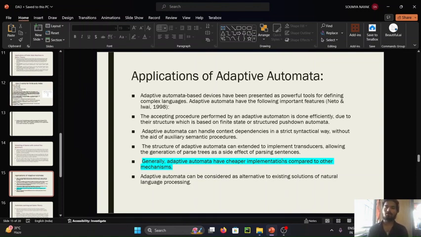So we have the cellular automata, which can completely fulfill the shortcomings of the finite state automata and the adaptive automata. But we are still in the process. The researchers are doing their research on that topic. So in this section, we are not going to talk about cellular automata.